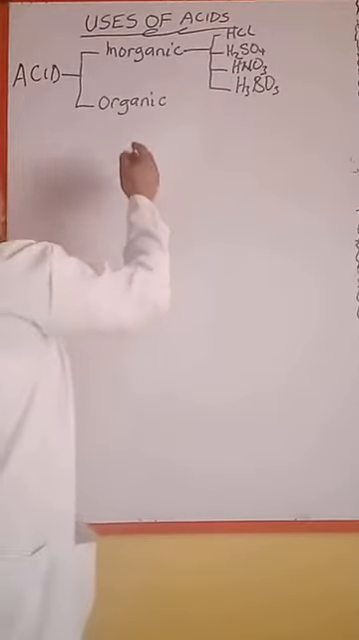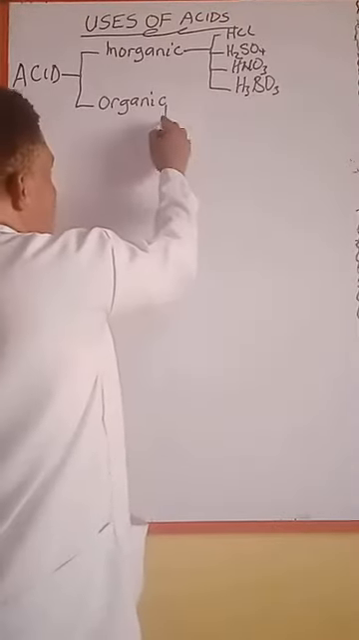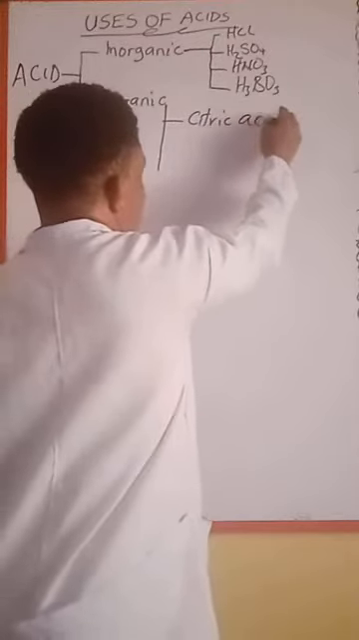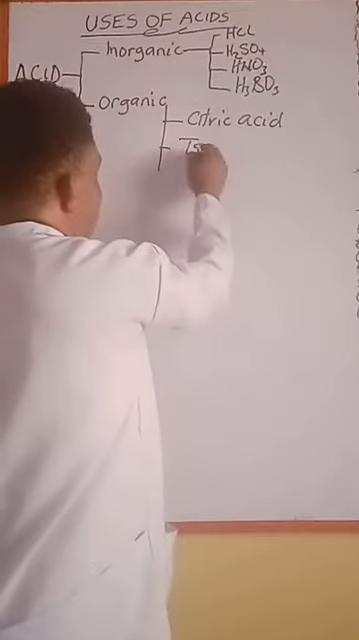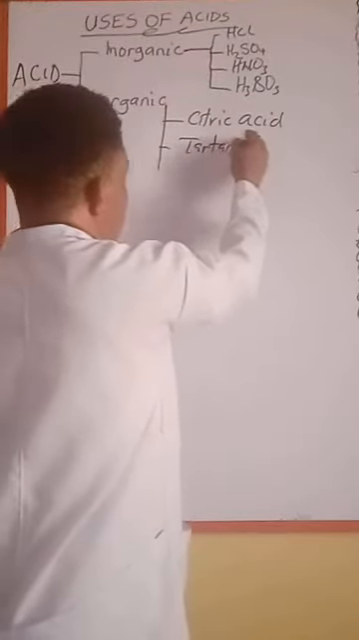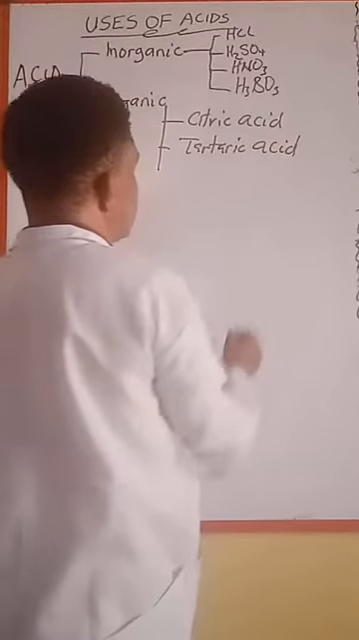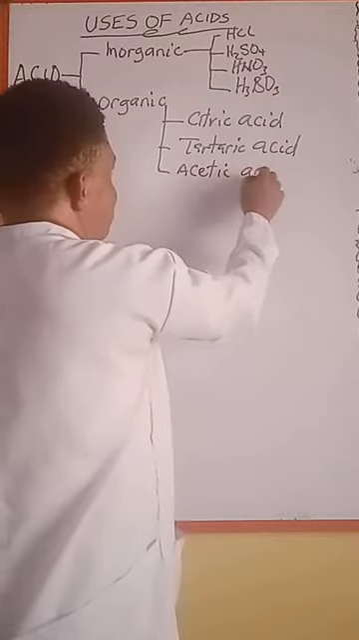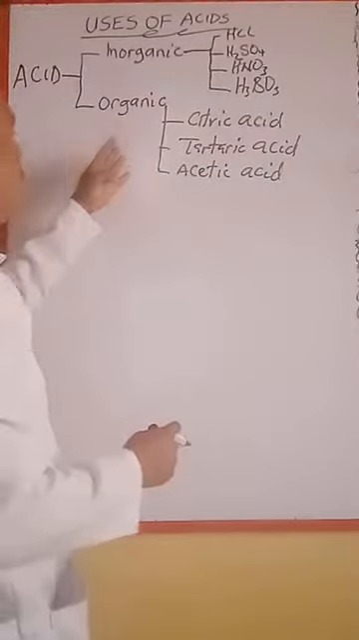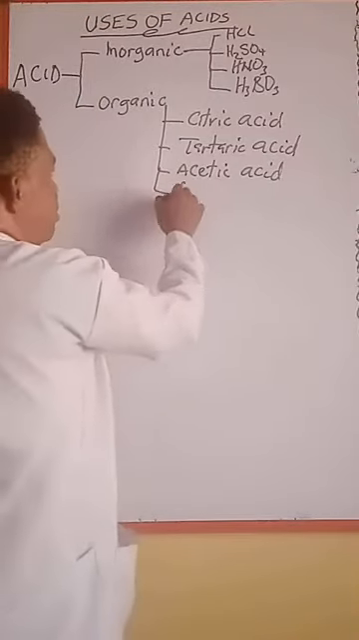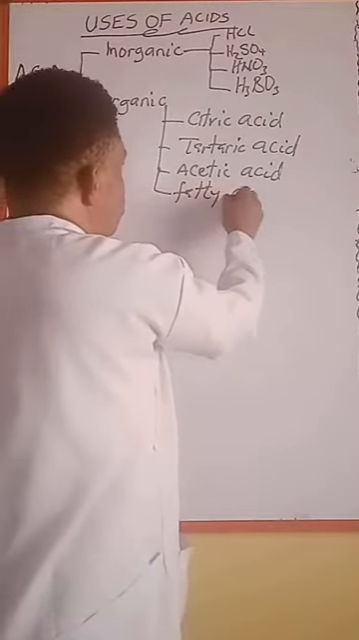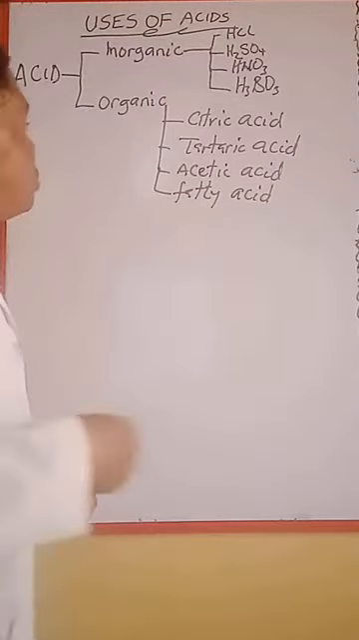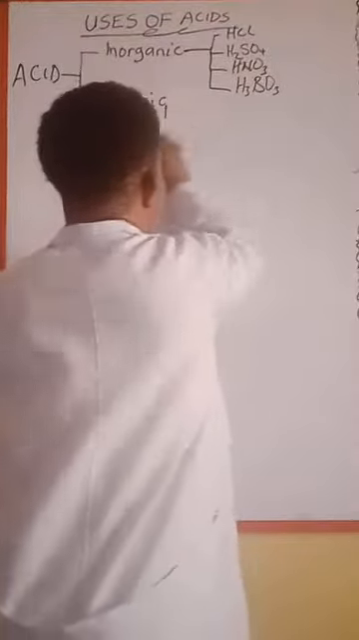Now, under the organic, we still have a typical example here. Under the organic, we have citric acid. Not only that, we have tartaric acid. Not only that, we have acetic acid. These are naturally occurring acids, and we also have fatty acid. So my goal is just to talk about the uses of these acids. Now let's start from the beginning. The first one, the inorganic acid, the man-made acid.